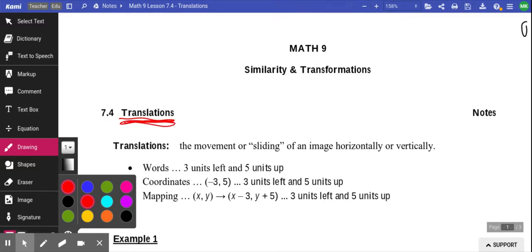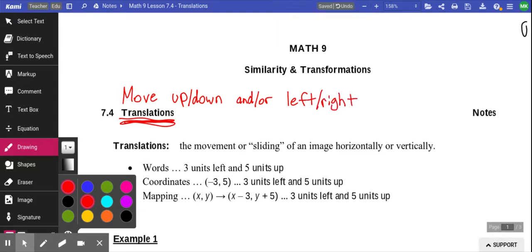Translation. To do a translation just means to move up and down and or left and right. So we're going to take objects and we're just going to move them around. We're going to move them up, down, left, right. We're going to move them all over the place on a Cartesian plane. That means an XY axis. This should be one of hopefully the easier things that we do in this unit.